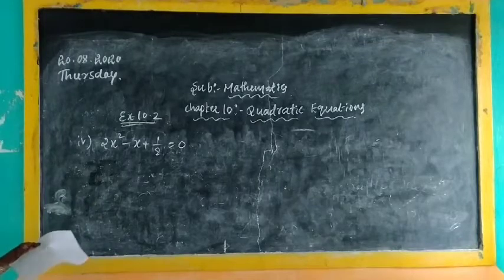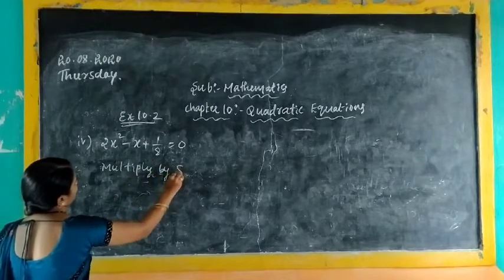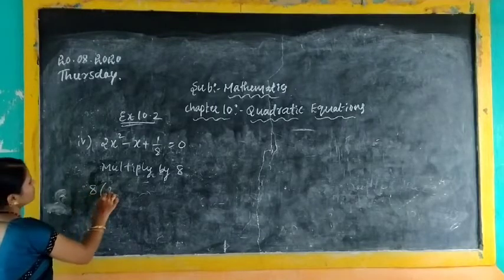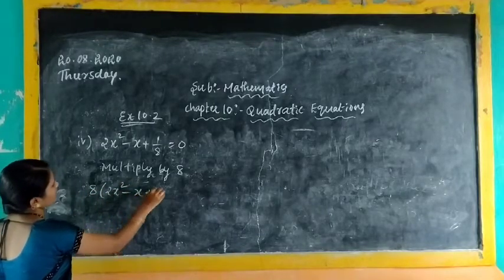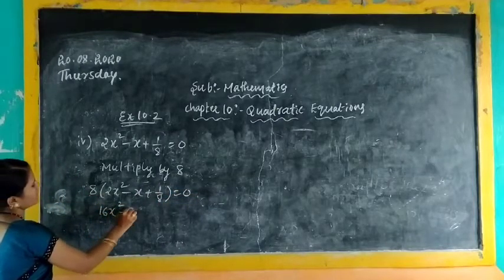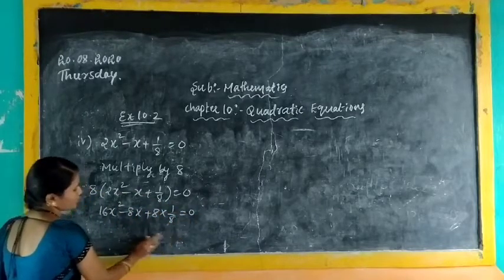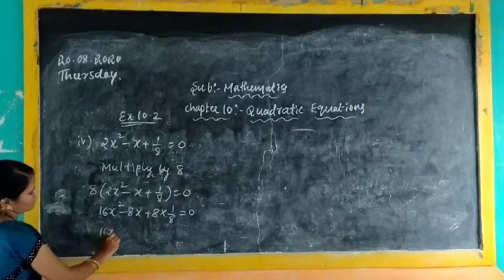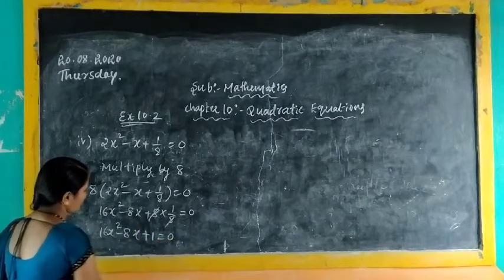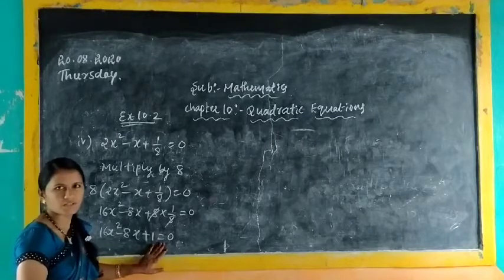What we are doing here, say multiply by 8 we have to take. Total equation you have to multiply by 8, means 8 into 2x square minus x plus 1 by 8 is equal to 0. You will get 16x square minus 8x. Here multiplying means 8 cancelled, 8 into 1 by 8. Remaining you will get plus 1 is equal to 0. Here the equation 16x square minus 8x plus 1 is equal to 0.